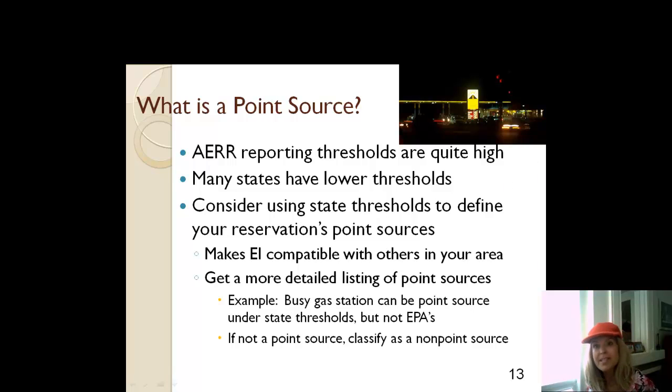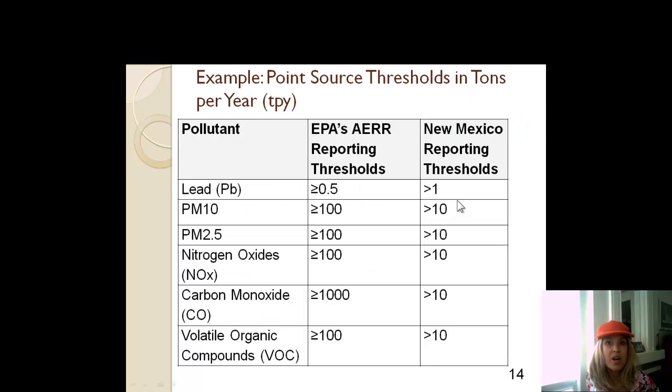So, for example, a busy gas station, like a really big truck stop like this, could be classified as a point source under the state thresholds, but not EPA's. According to EPA's definition, it would be an area source and just get lumped in with all the other gas stations in the area. So let's look at what these thresholds are.